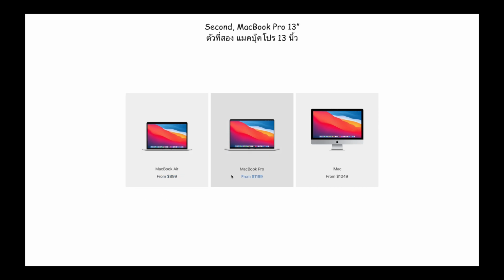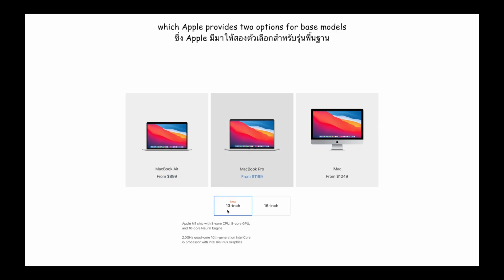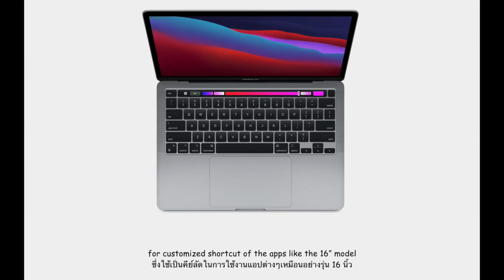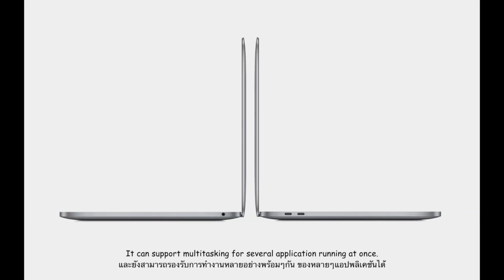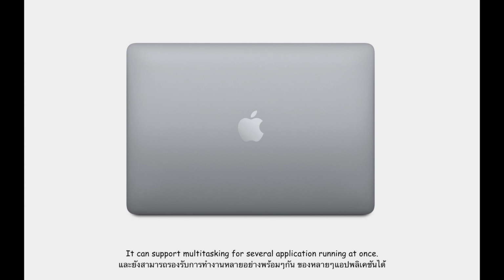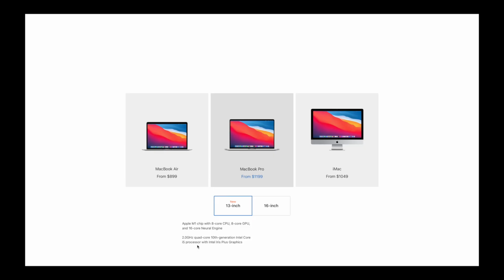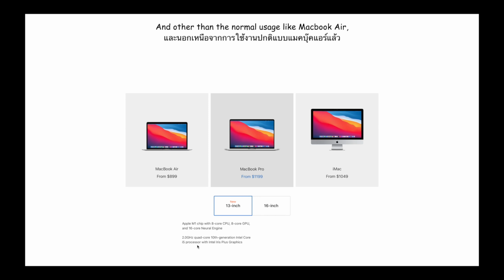Second, MacBook Pro 13-inch, for which Apple provides two options for base models: Apple M1 chip and Intel Core i5 processors, which you can also upgrade to i7. The 13-inch one comes with a touch bar for customized app shortcuts like the 16-inch model, and with one fan for thermal control like MacBook Air. It can support multitasking for several applications running at once. And other than the normal usage like MacBook Air, it can support basic photo and video editing. So, if you want to control your budget and you're fine with a 13-inch screen size, please go with this model. It suits the regular photo and video editor.